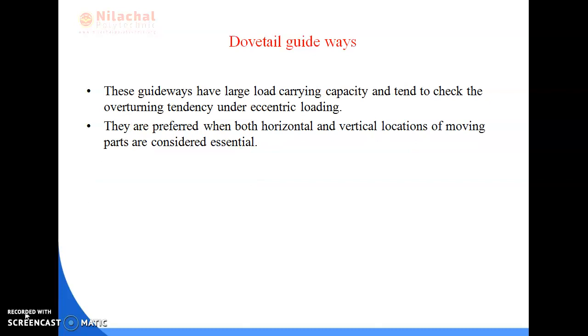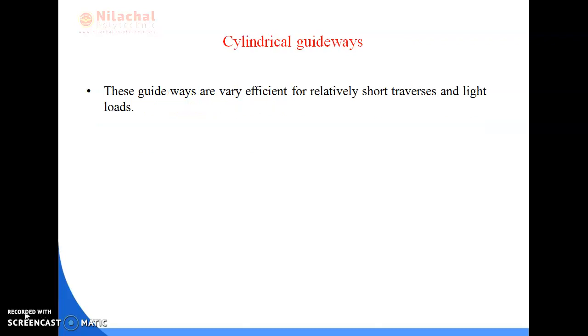Dovetail guideways. These guideways have large load carrying capacity and tend to check the overturning tendency under eccentric loading. They are preferred when both horizontal and vertical location of moving parts are considered. Then cylindrical guideways. These guideways are very efficient for relatively short transverse and light loads. Means these are not at all suitable for heavy loads.